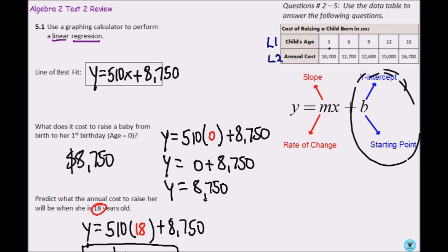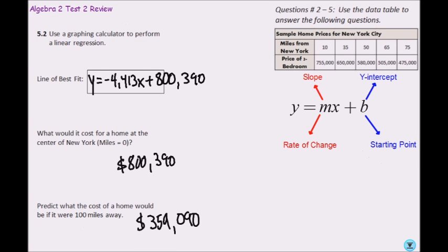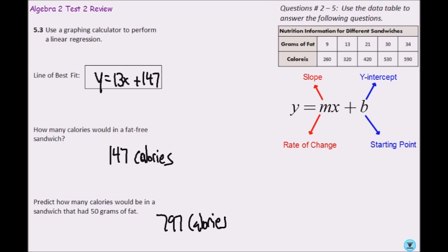Alright, so let's check 5.2. So that's the equation you should have come up with, and then the dollar amounts there. And again, make sure you've come up with these on your own. This is really just for you to check your answers. If you're just copying this down, you're not going to get the question right on the test, right? So you really want to make sure that you've got this. If you're having some problems putting it in the calculator, ask for some help on that as well. And for 5.3, that's the equation you should have come up with. 147 calories and 797 calories for a sandwich that has 50 grams of fat.